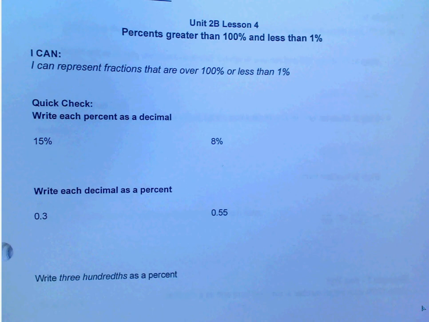Here we go. Percents greater than 100 and less than 1%. Our target is I can represent fractions that are over 100% and less than 1%.